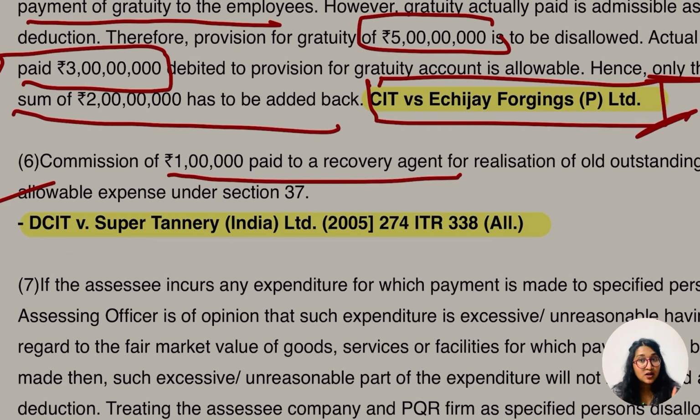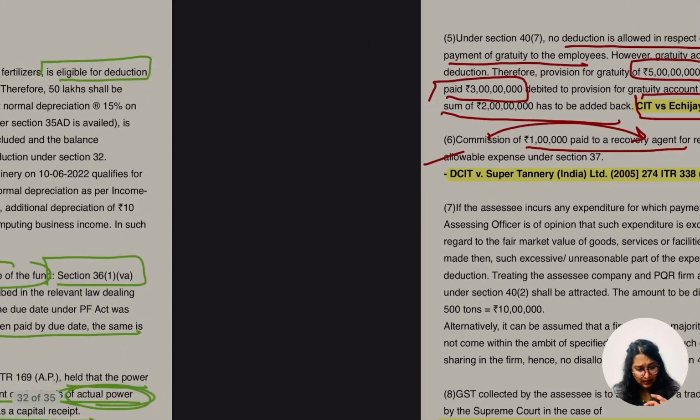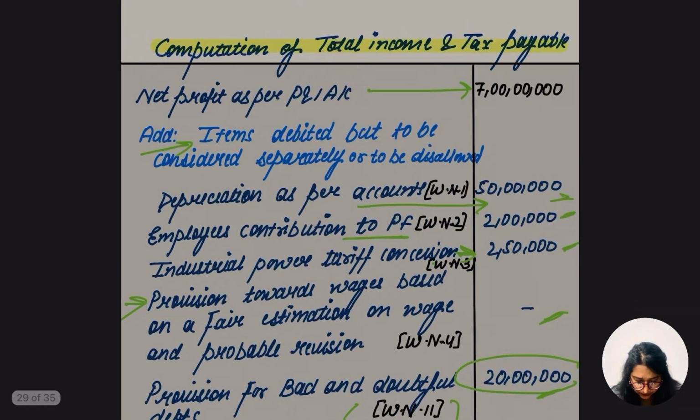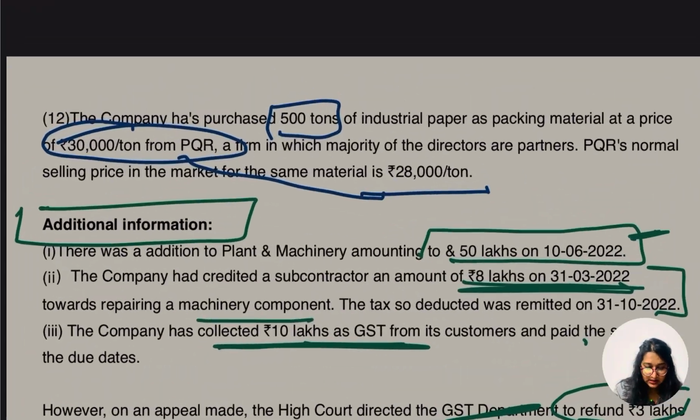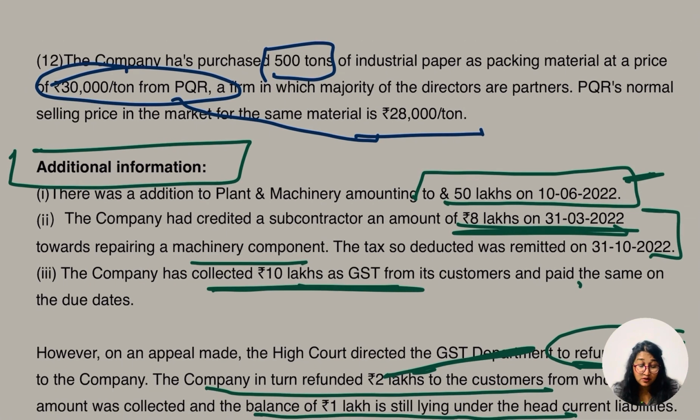Okay, commission paid to whom? To the recovery agent is going to be allowable, and even they have mentioned about whether the TDS is paid or not, there would be some clarification. Okay, yes, so hope up to this is cleared. So let's go for the major part which is covered, and there is one more point, which is the 12th.